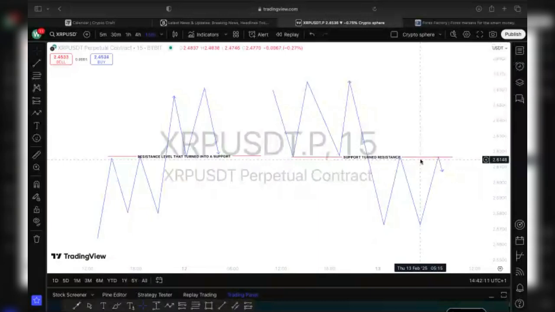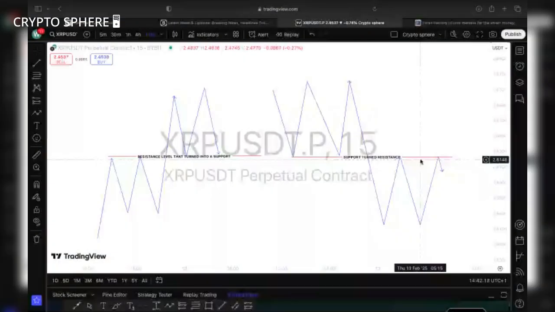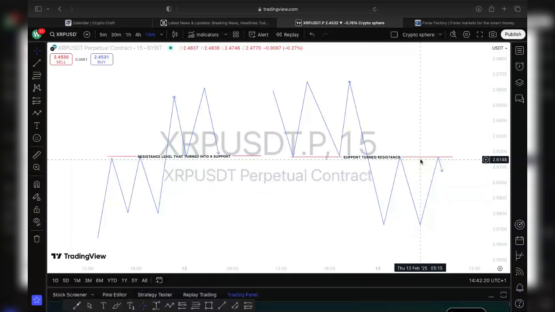You only see the price of a particular asset going up if you have more buyers. And you only see the price of an asset going down if you have more sellers. So when you have more buyers, those support levels will be respected. If you have more sellers, that resistance level will be respected. So when a resistance level is being invalidated, it means that you have more buyers now than sellers. So you should be buying instead of selling as a trader.